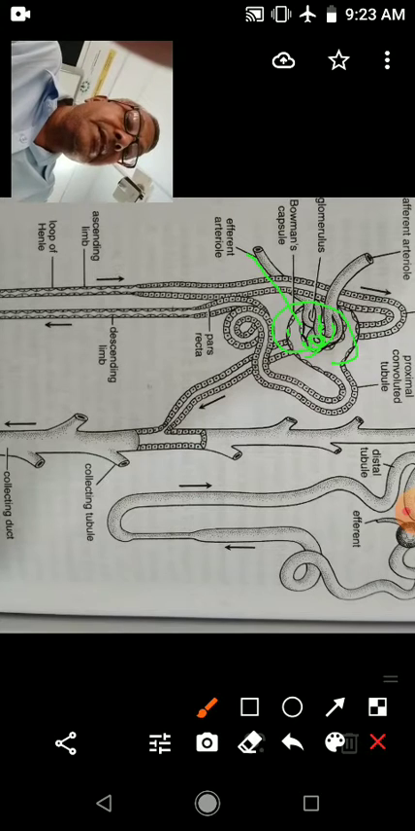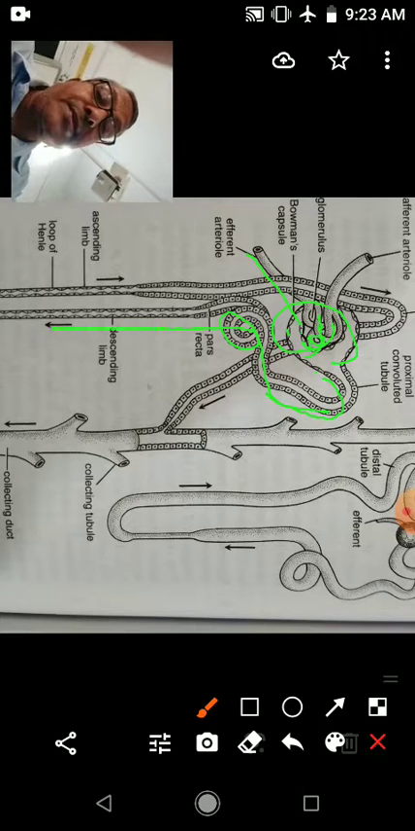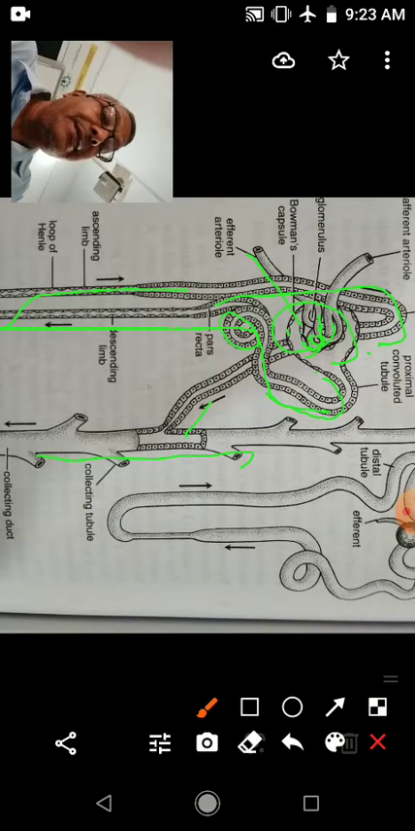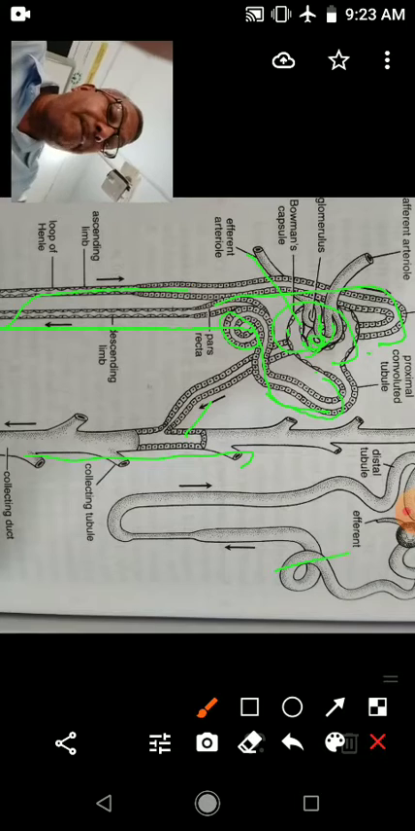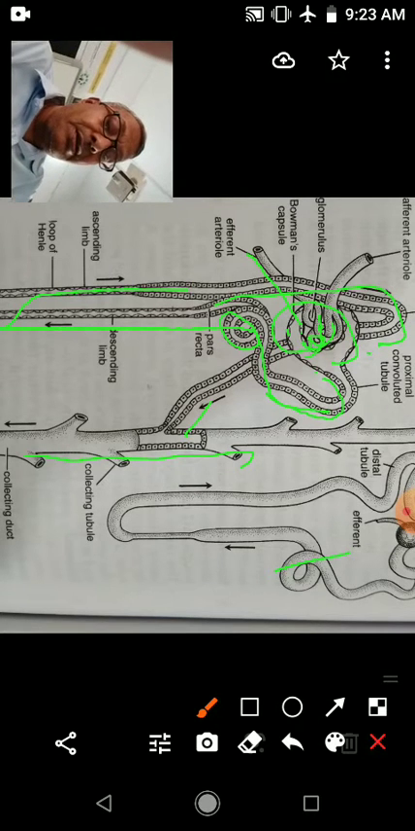Again, from this a tubular structure has extended. This tubular structure is the proximal convoluted tubule. Again, this U-shaped structure is known as the loop of Henle. Then this portion is the distal convoluted tubule, and it is going to open into the collecting duct. So this complete structure is the structure of the nephron.